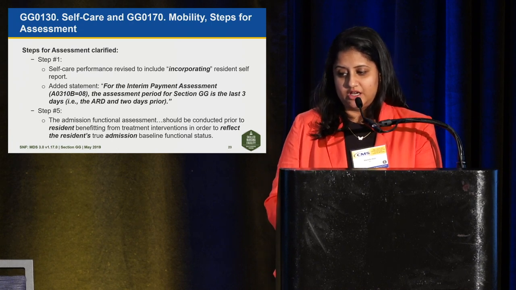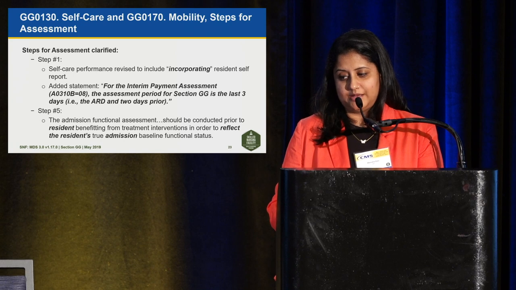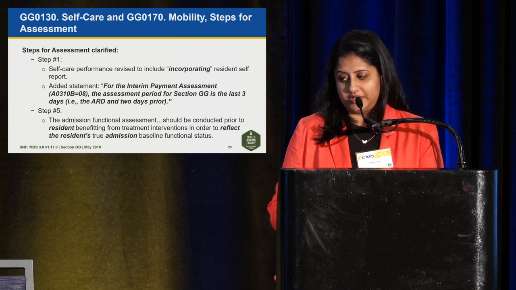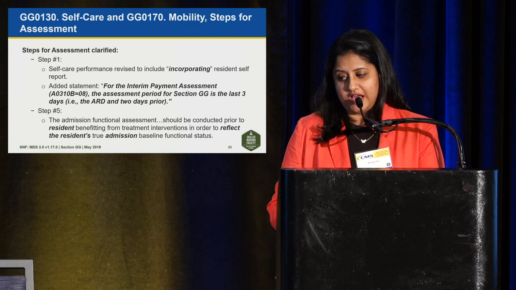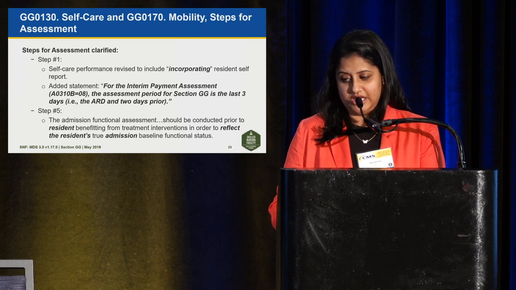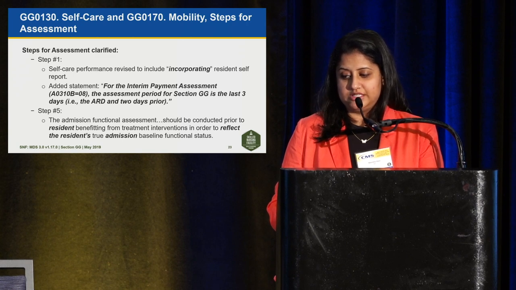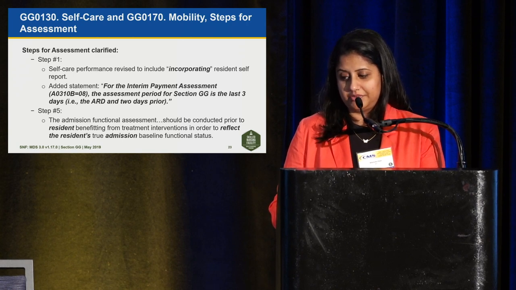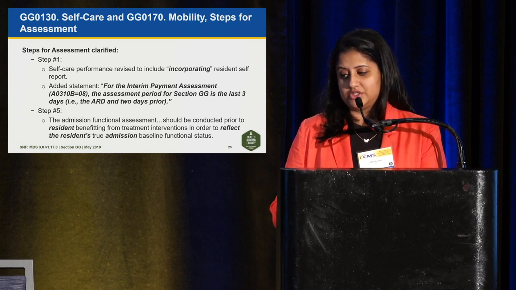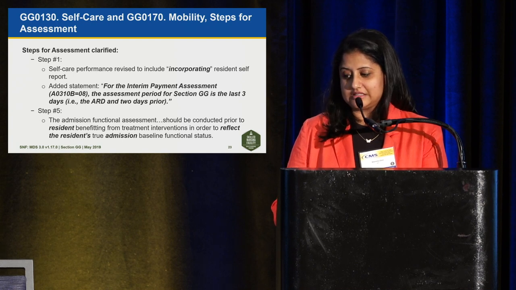Continuing on with the changes, we clarified some of the steps for assessment. So step one now says incorporating. So we say self-care performance revised to include incorporating resident self-report. And we also added the statement for the interim payment assessment. The assessment period for Section GG is the last 3 days, so the assessment reference date and the 2 days prior. We also clarified step number 5, which now reads, the admission functional assessment should be conducted prior to the resident benefiting from treatment interventions in order to reflect the resident's true admission baseline functional status.